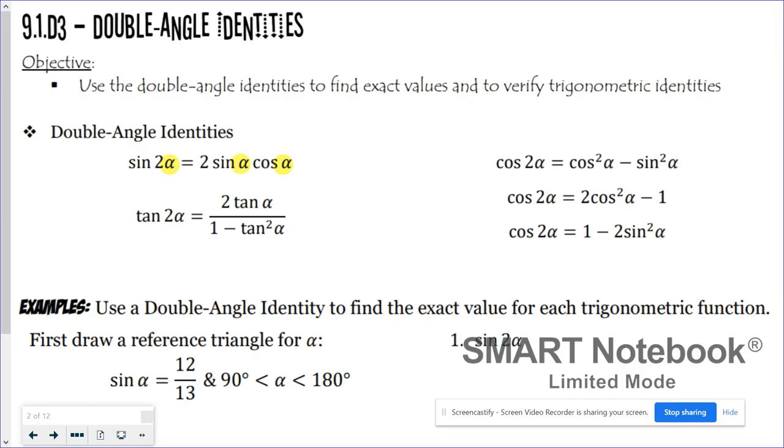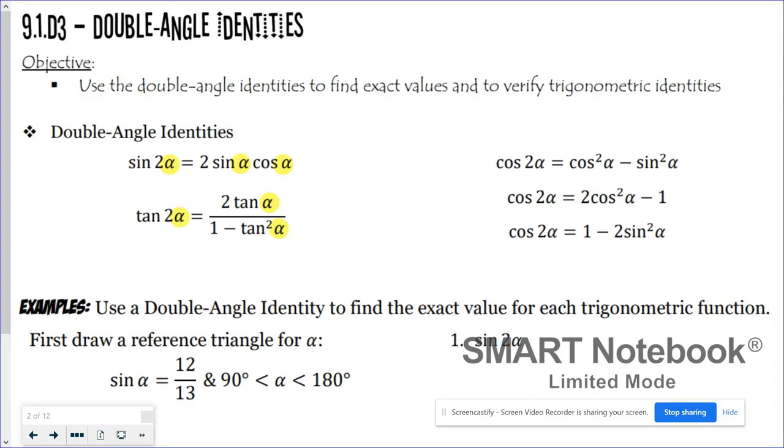Tangent of 2 alpha involves us calculating 2 times tangent of that angle, and then dividing by 1 minus tangent squared of that angle. Now, cosine of 2 alpha has 3 different variations. And if we had the opportunity to actually work more with trig identities, you would understand why there's 3 of them, and that all 3 of them are equivalent. No matter which one you use, you're going to get the same answer regardless.